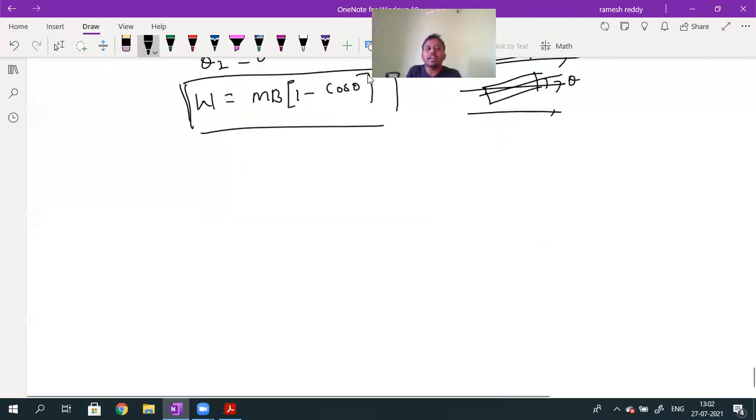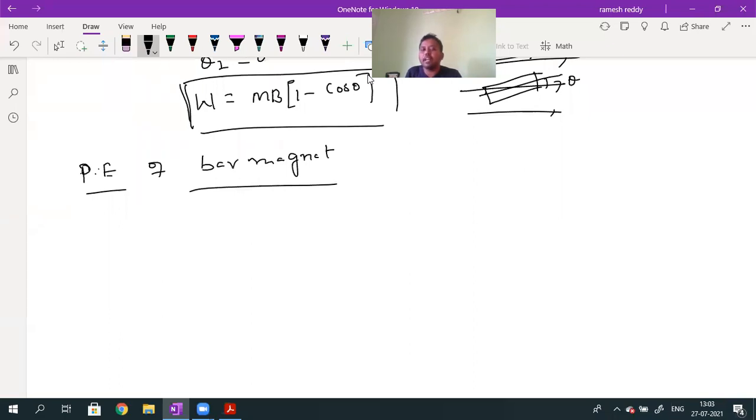Now I want to derive the potential energy of a bar magnet. Whenever a bar magnet is placed in an external uniform magnetic field, it possesses some potential energy. What is the potential energy of a bar magnet? For defining the potential energy, we will take the work done formula. What is the work done?